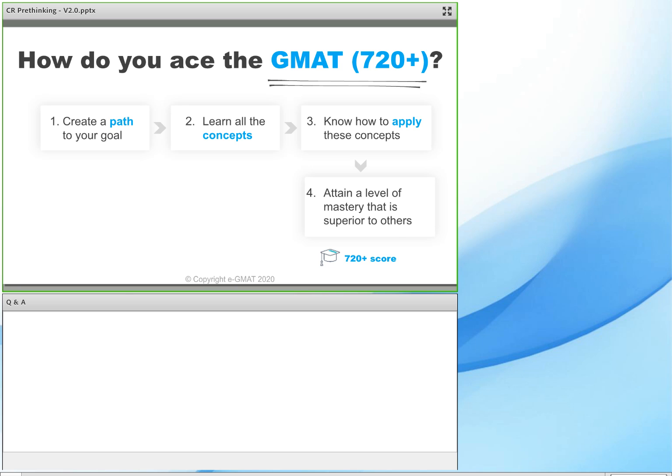So the first thing you've got to do is figure out how you are going to get there. What's the shortest path to go from A to B? A is your starting score, and B is essentially that target score. This shortest path definition is what I'm going to focus on over here. But then once you define that shortest path, you've got to learn the concepts where you have those conceptual gaps. Just knowing the concepts isn't enough. You've got to also learn how to apply those concepts, and then you've got to get so good at applying those concepts that you attain a level of mastery that puts you in that top 5, top 3, or top 1 percentile, depending on the score that you're aspiring for.